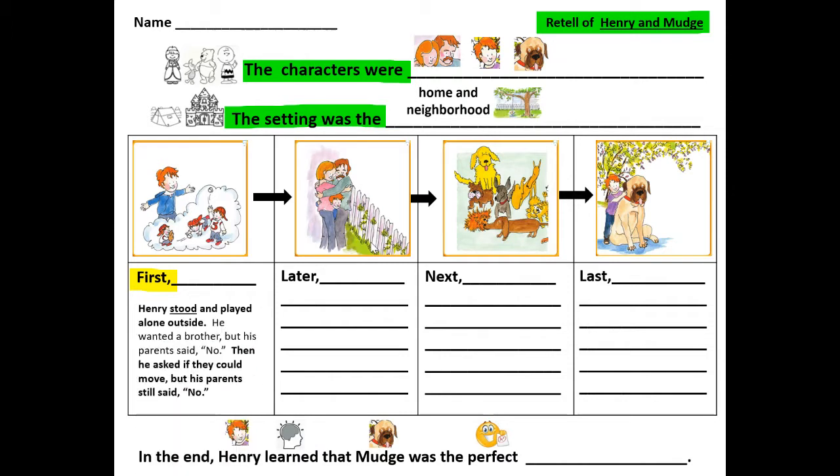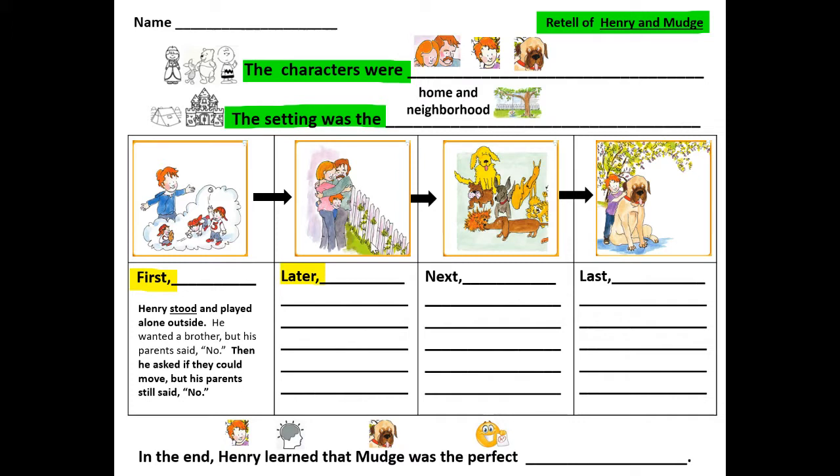Well, I'll read. First, Henry stood and played alone outside. He wanted a brother, but his parents said no. Then he asked if they could move, but his parents still said no. So notice he's standing there and he wanted a brother because he was alone and his parents said no. But then he asked if they could move and the parents still said no. So then later, what's going on in this picture?